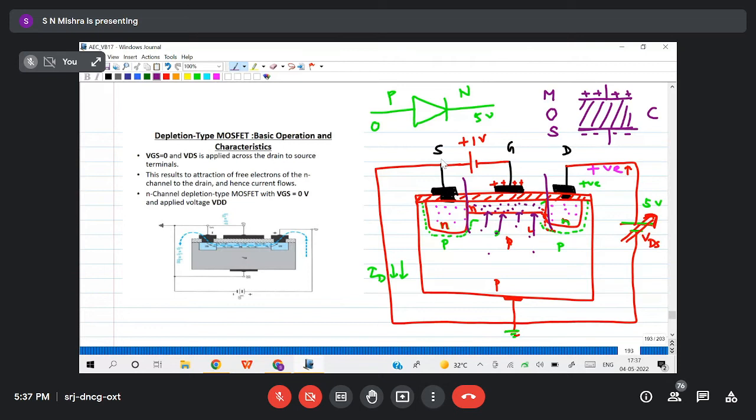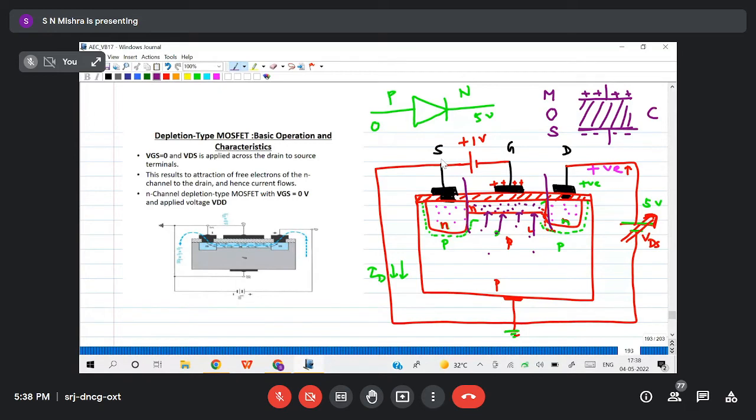What did you ask, sir? Can you repeat it? When electrons are attracted from the substrate to the channel by applying positive voltage at the gate, the number of electrons in the channel will increase or decrease? Increase. Then what about current? Sir, it will also increase. Yes, sir.